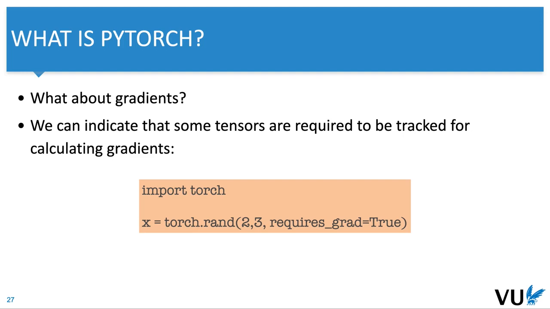Right, what about gradients? This is the main topic of this lecture, more or less. We can indicate which tensors are required to be traced for calculating gradients. If we define a module, like a neural network or some other model, it is by default differentiable, so we don't need to specify requires_grad=True. But if we want to, we can do it by hand by specifying it. By default, all tensors are created with requires_grad false. Okay, so please remember that.